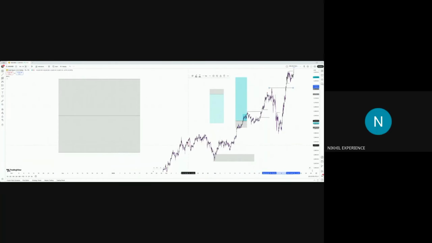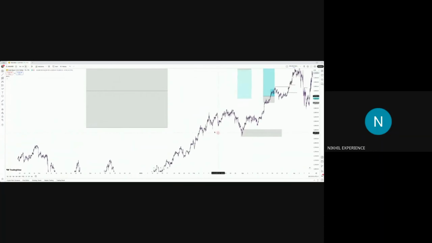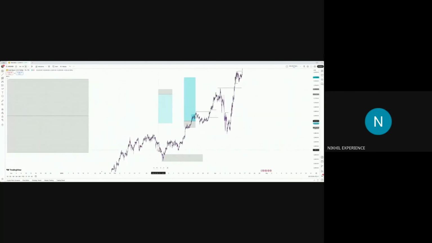I have no business with everything that's happening here. I don't care if it has happened in the past. This is where I'm focusing, from this low to this high. Wherever price is on this level is what is going to tell me if I should be buying or if I should be selling.